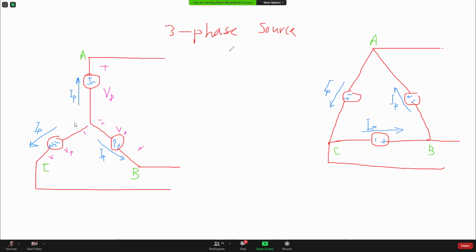Now the current in here is the line current, I line, going in the line, not in the phase. Here it's I line. Then the same in the transmission line here, we call it I line. And here we call it I line, and here we call it I line. Is this okay so far? Y connection, delta connection. Okay.